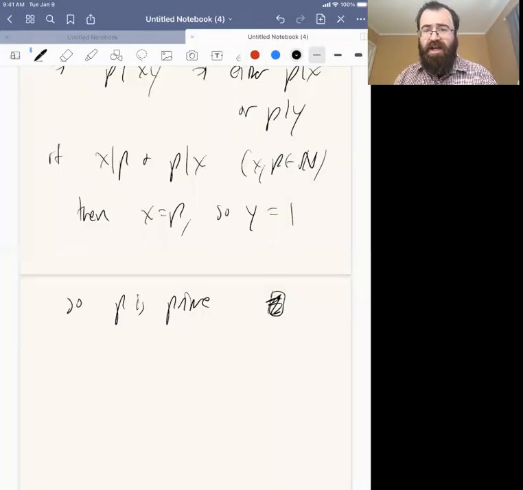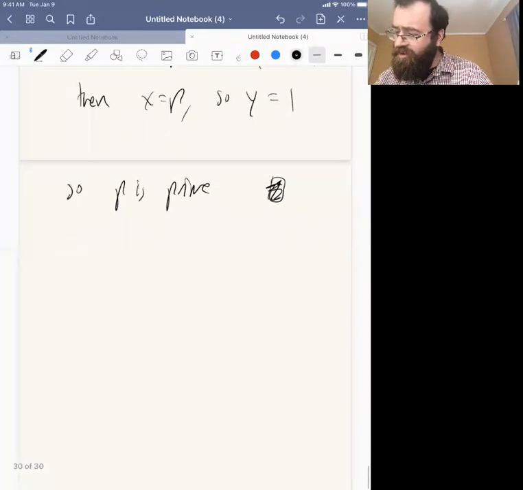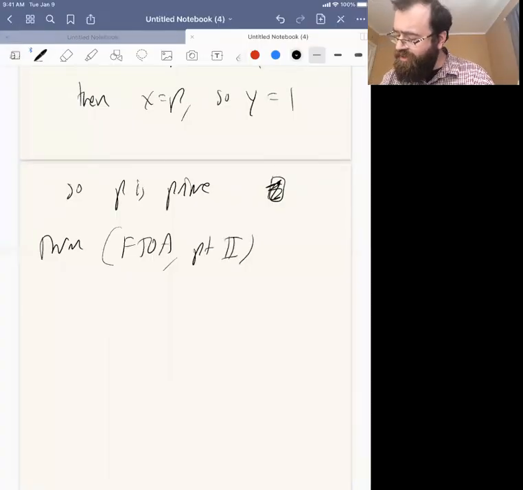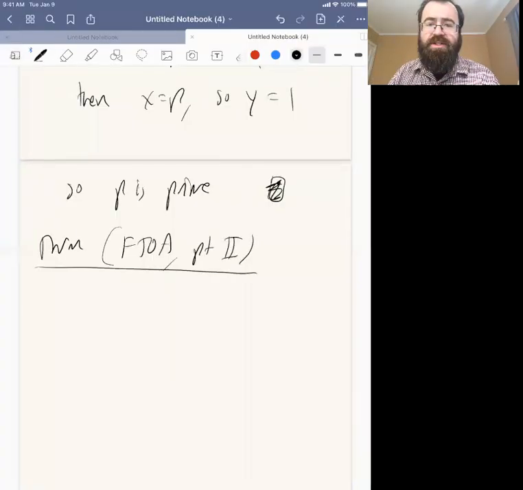So the second thing is you can call it theorem, you can call it corollary. I'll just call it theorem, and I'll call it FTOA, fundamental theorem of arithmetic, part 2. How does that read? It says that prime factorization is unique up to ordering the factors. So let me state it precisely.